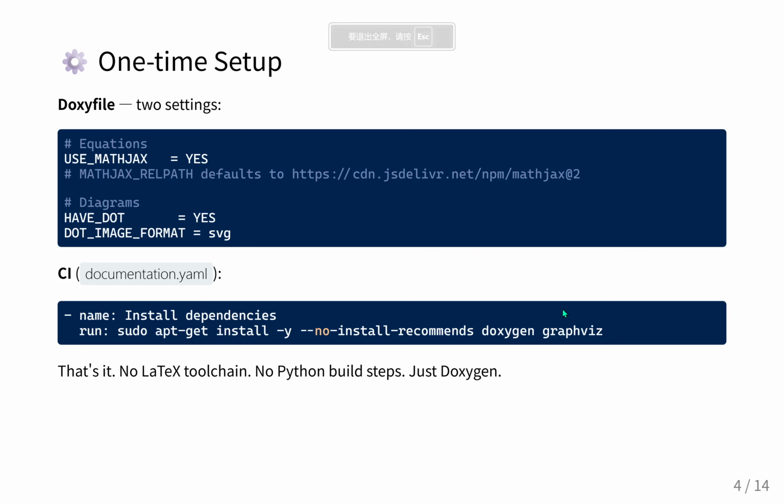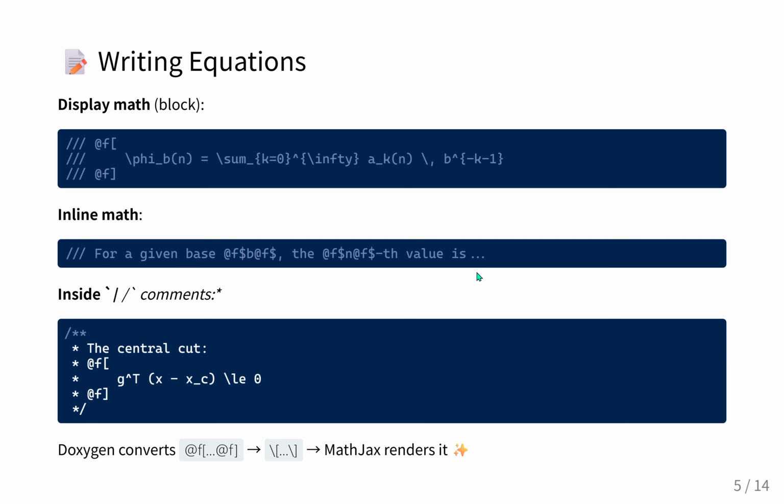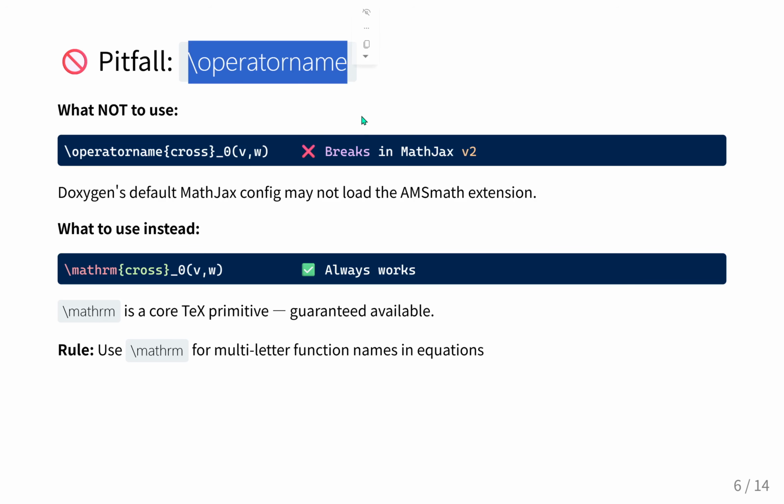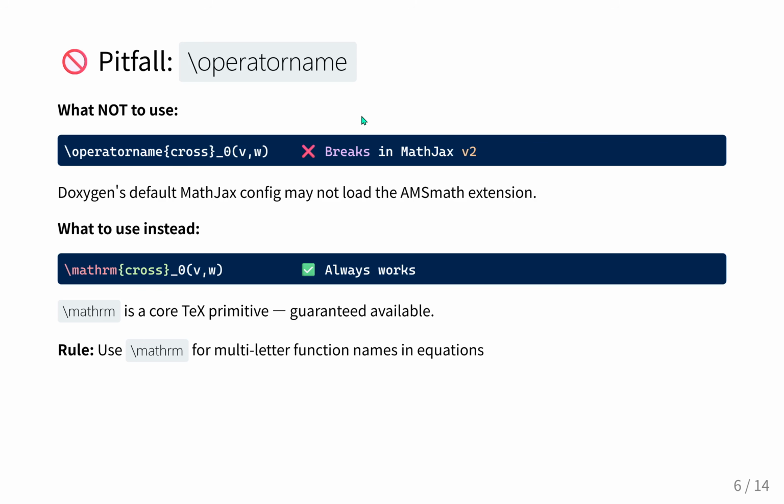The source material highlights a really specific, major pitfall that developers run into here. Ah, yes. The dreaded \operatorname command. Right. The presentation specifically warns that if you use operatorname to write out your math functions, you might completely break the render. This is a very common mistake. And the fix is to always use the \mathrm command instead. Right, specifically for multi-letter function names, because it's a core text primitive that's guaranteed to be available. Yes, mathrm is the safe bet.